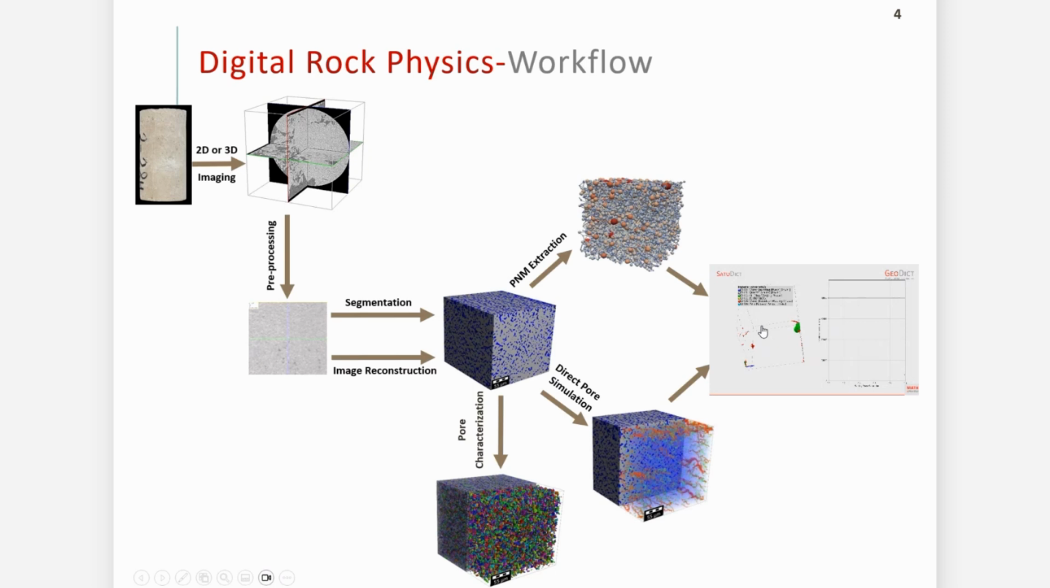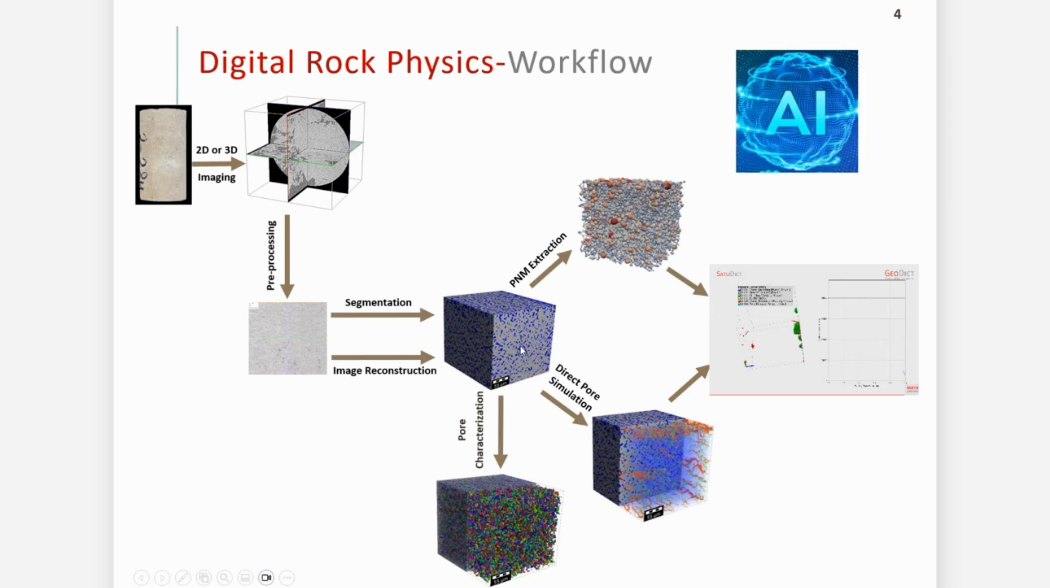But let's see how AI can help us. As Mike showed us yesterday, AI can help us in different sections. For example, the first application of AI can be increasing the resolution of the images or artifact removal. Also, AI can help us with AI-based segmentation.